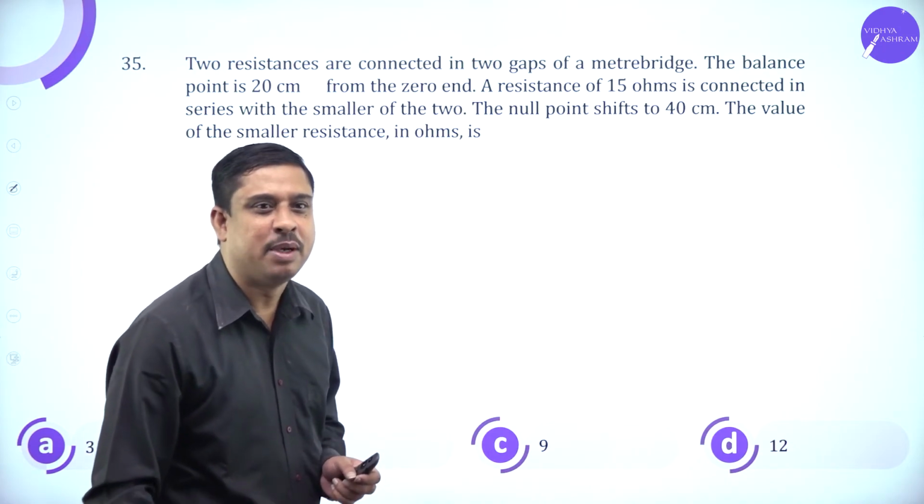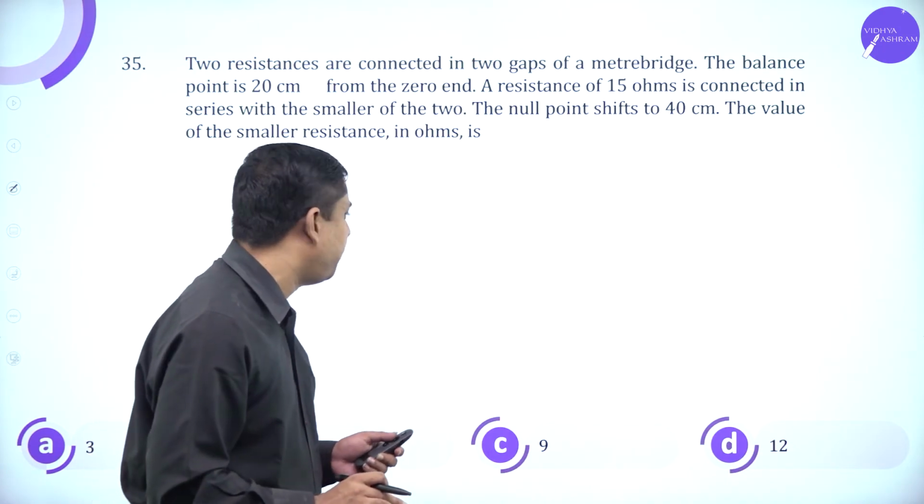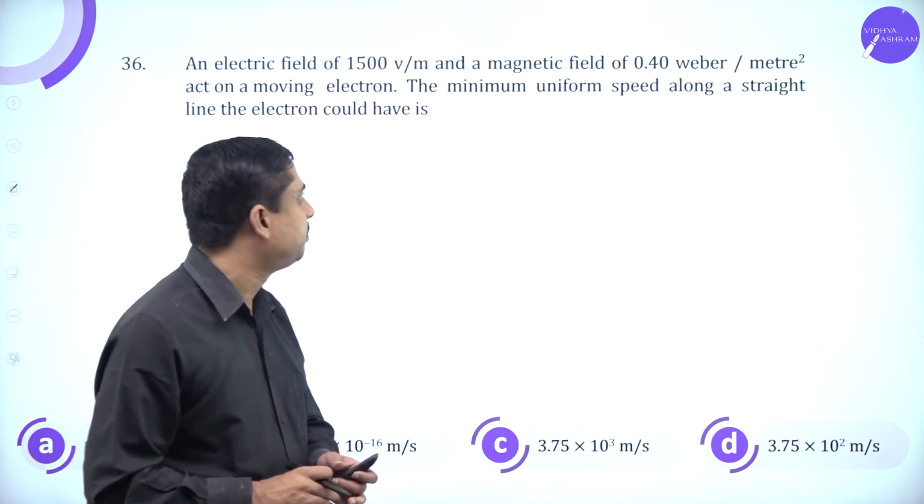Again, an assignment problem on meter bridge. Very simple. 9 will be the answer. Next one.